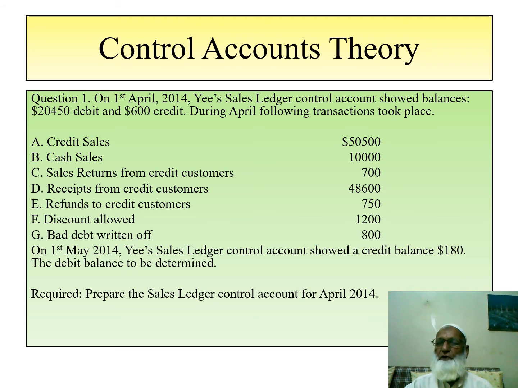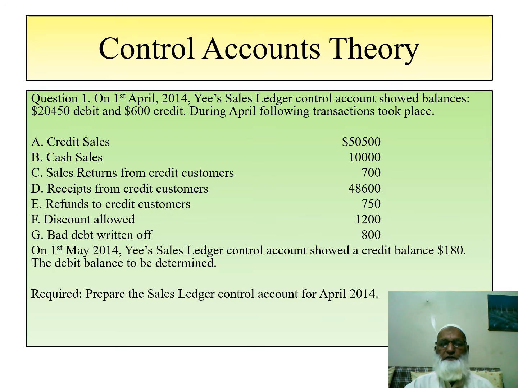Cash sales is not part of the sales ledger control account. Sales returned from credit customers, that is okay, it's a part of the sales ledger. Receipts from credit customers, refunds to credit customers, okay, these are all parts of the sales ledger control account. But cash sales is a part of the cash book. It should not be entered in the sales ledger control account.